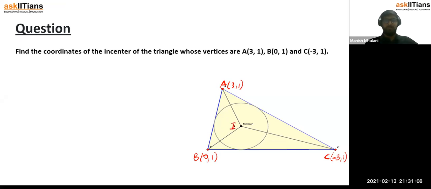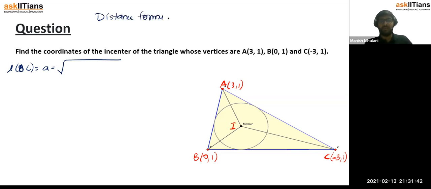So when you have to find the coordinates of the incenter whose vertices are A, B, and C, first let's find the length of the sides, because that is in the formula ax1 plus bx2. So we need to find a, b, and c. Length of BC is nothing but a, which can be found using the distance formula.